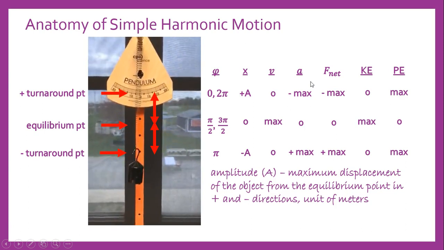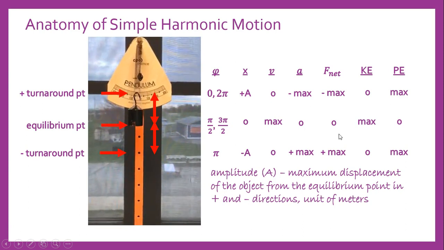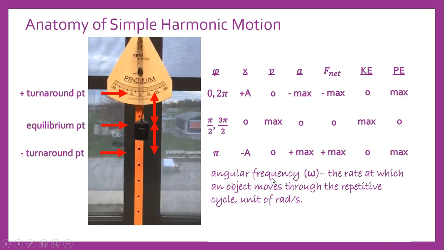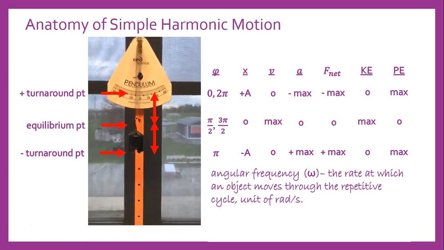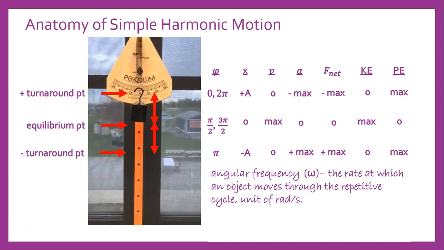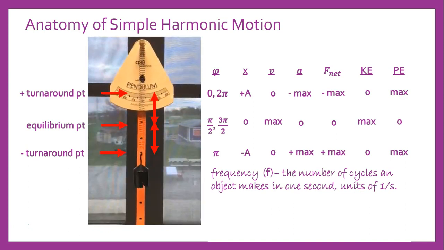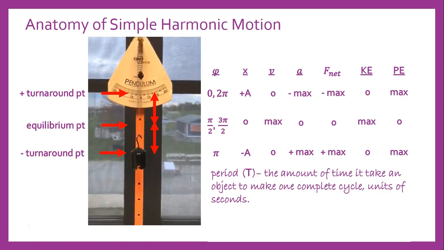And then we have our other quantities here that we're familiar with, and you can see where they reach maximums and where they're zero. A few other terms we want to talk about. Angular frequency, that's the rate at which an object moves through the repetitive cycle. It has units of radians per second. So in other words, a complete cycle is 2 pi radians. So if the object goes through 1 cycle a second, its angular frequency is 2 pi radians per second. We have our standard frequency, just the number of cycles an object makes in a second. We have our period, that's the amount of time it takes to make one complete cycle.